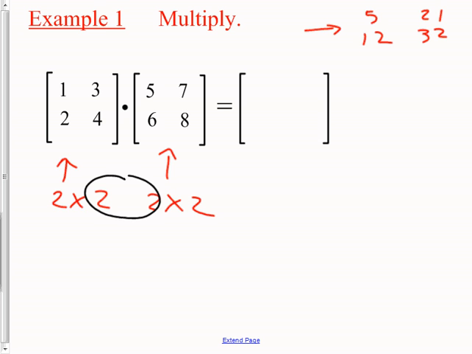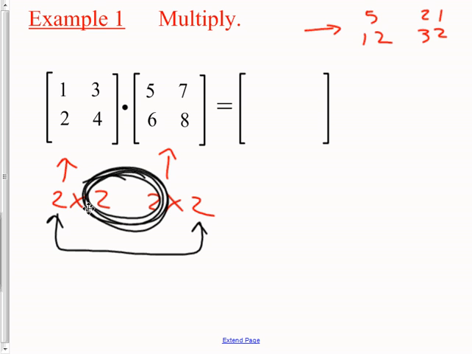So these two matching up in the middle is what really matters. And if those match up, then these two tell you what size matrix you're going to have. All right, so you can multiply matrices that are really weird looking as long as these two are the same. As long as the number of columns in this one, remember it's row, column, and the number of rows in this one match up.